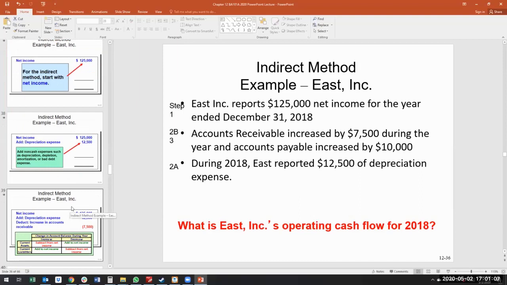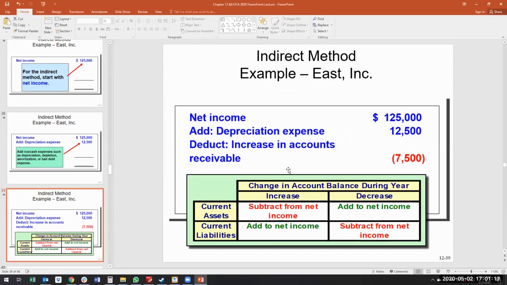Well, if our accounts receivable increased, did we receive cash for it? And the answer there is no, right? We debit accounts receivable, credit revenue. So that's increasing revenue without receiving cash. And so we're going to deduct the increase in accounts receivable. Other way to think of that is the memorization, right? We're always going to subtract increases in current assets from net income, and decreases we're going to add back. Two ways to think of it.